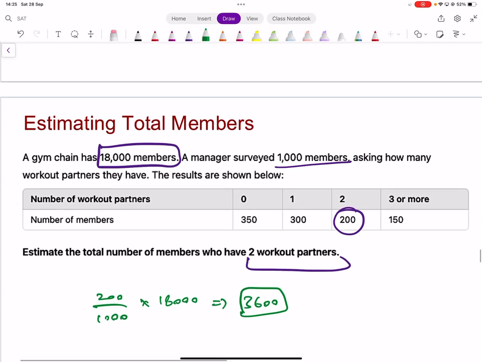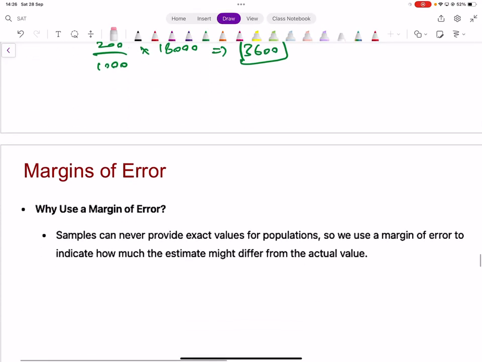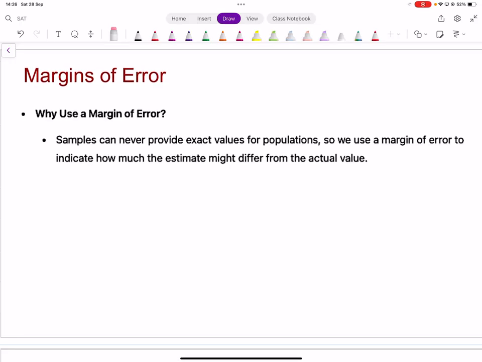Now, can you say for sure that the total number of people who have 2 workout partners is going to be 3,600 out of 18,000? You can't say for sure because you haven't asked every one of them. You just took a sample of 1,000 people, and based on that, you're estimating that 3,600 out of 18,000 will have 2 workout partners. Now, it's not going to be very precise. There can be some margin of error. So samples can never provide exact values of the population, so there is going to be some margin of error in our estimate.